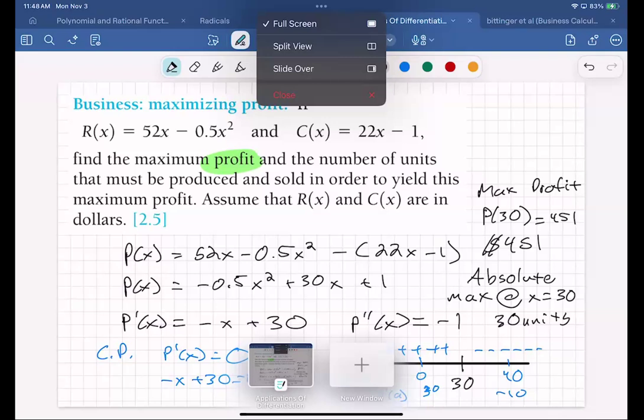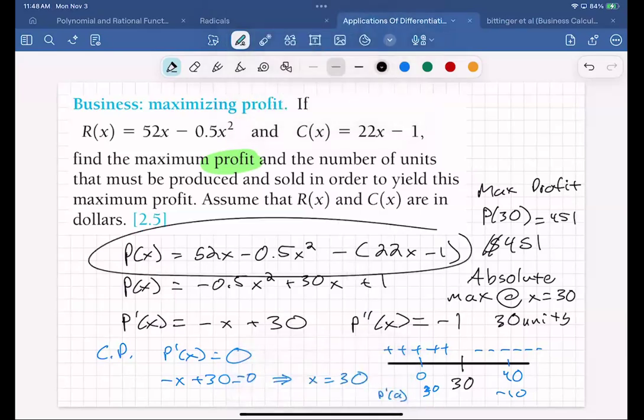Question. How did we get that, R of x negative C of x? Talking about this piece here? Yes. So the profit function will always be the revenue function minus the cost function. Remember, the idea there is how much money am I making and how much did it cost me to do that? That will definitely be something you need to know: how do I get a profit function?